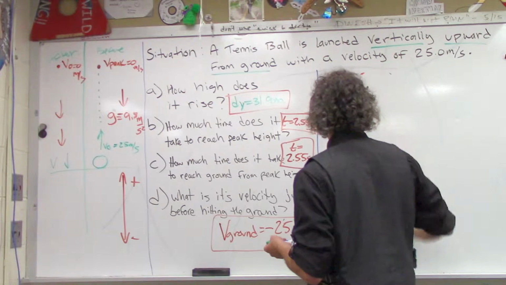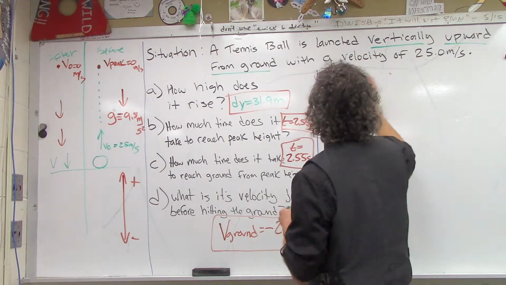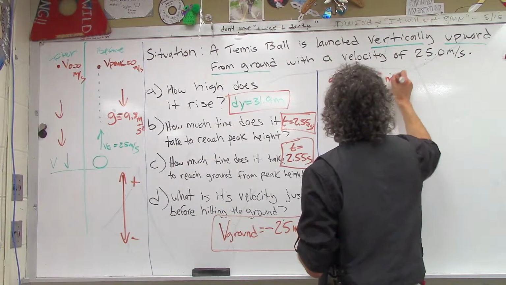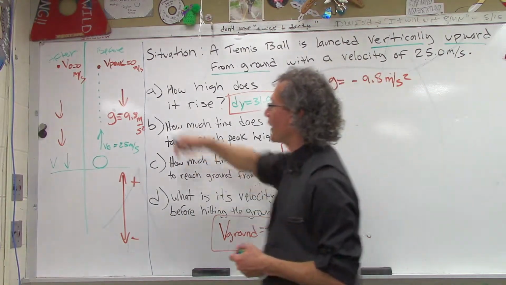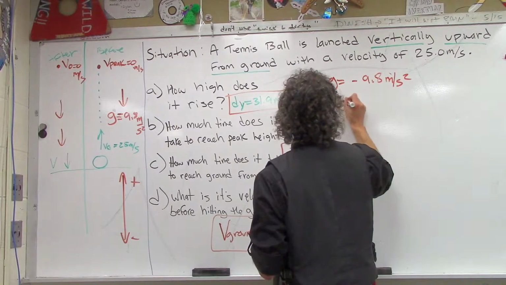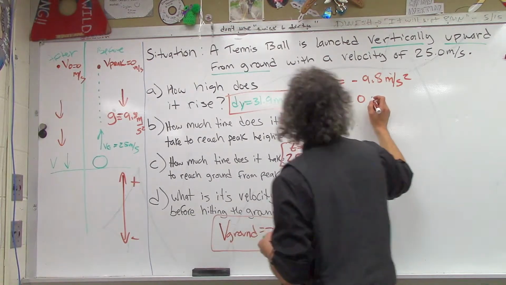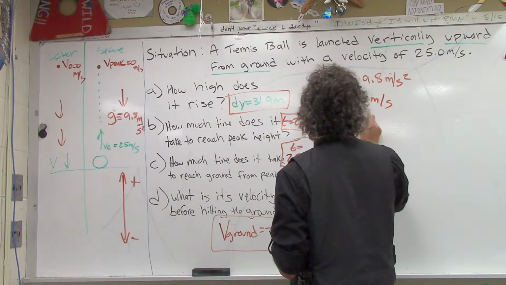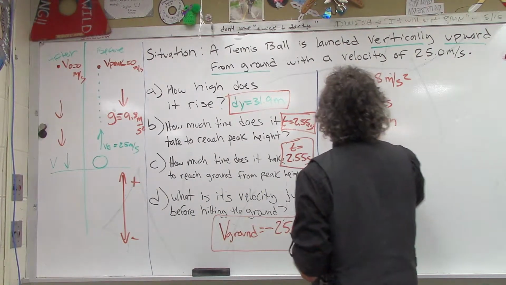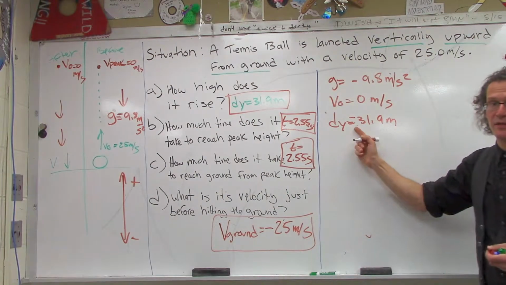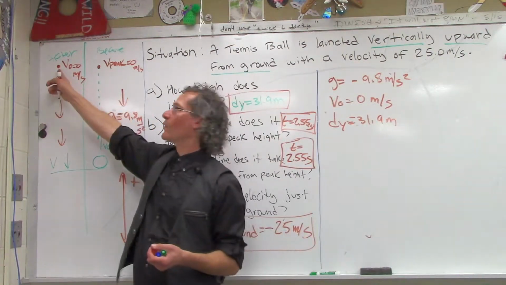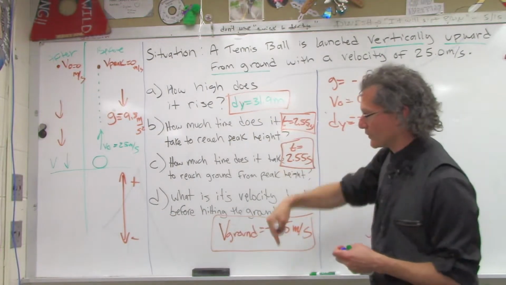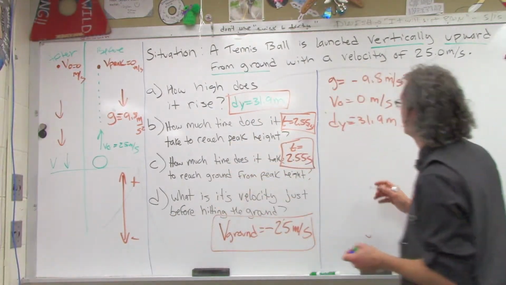All right, so I'll just reset up the variables very quickly. Again, g is negative 9.8 meters per second squared, and V naught is 0 meters per second. And dy is negative 31.9 meters, since we're falling. That's our displacement, because now I'm selecting the origin to be up here for this problem, and we're going down, but still considering the negative direction to be downward.